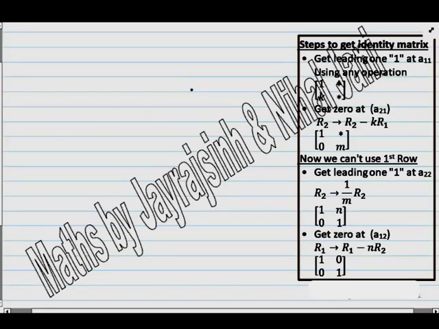Friends, here we complete assignment 3.2. Hope you get an idea how to get the inverse of a 2 cross 2 matrix using row operations.